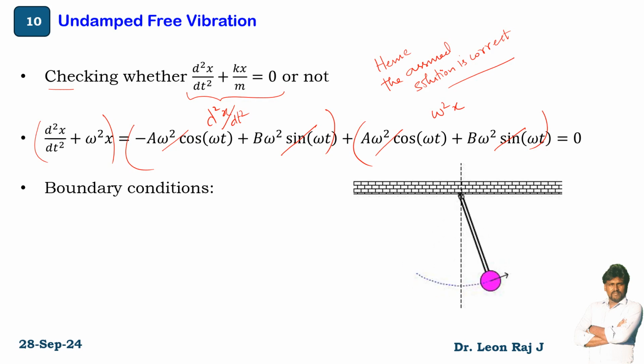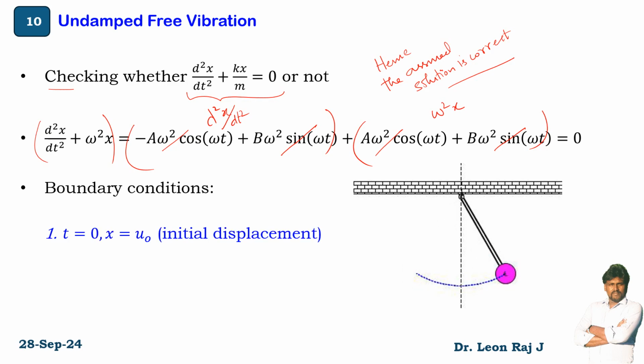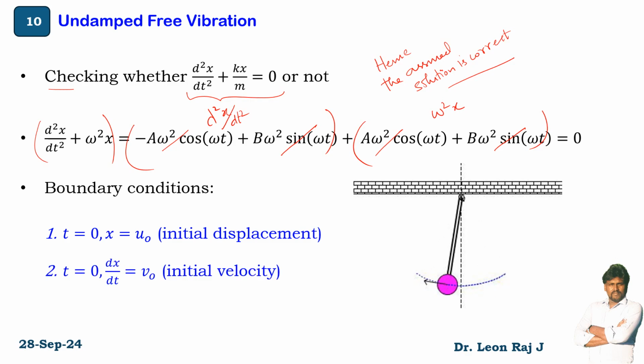Then using the boundary conditions, you have to find the constants a and b. So what are all the boundary conditions? Initial displacement and initial velocity is the boundary condition. So this is the wall, and below the wall a pendulum is hanged, and if the pendulum is starting from here, and you have given an initial displacement u naught and initial velocity v naught, then the vibration starts.